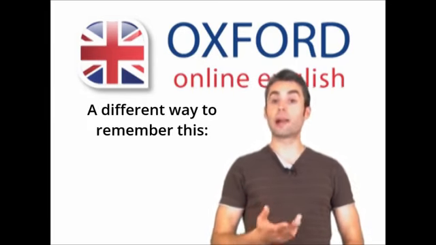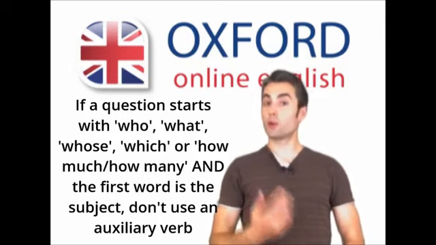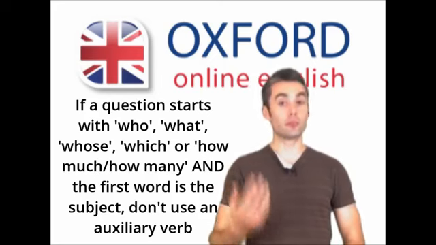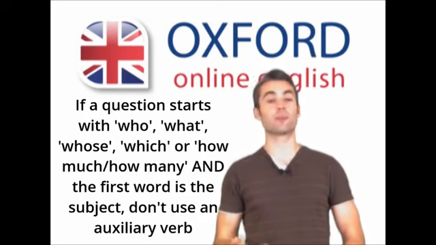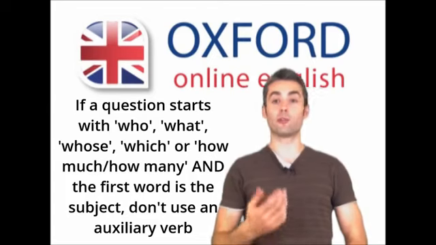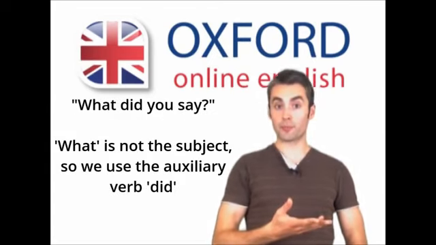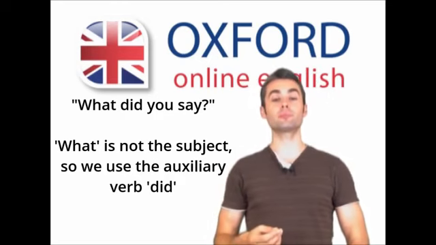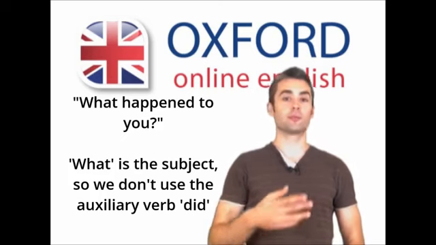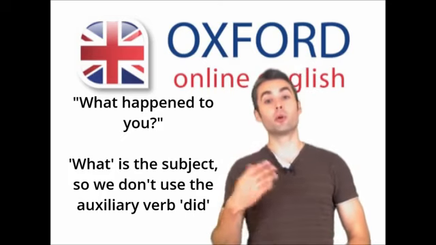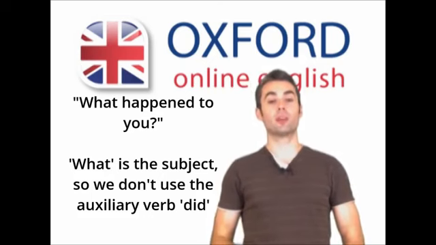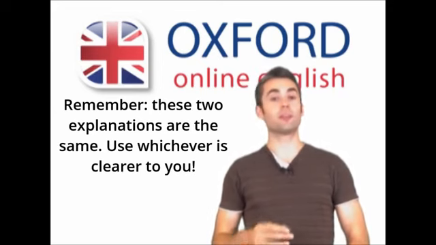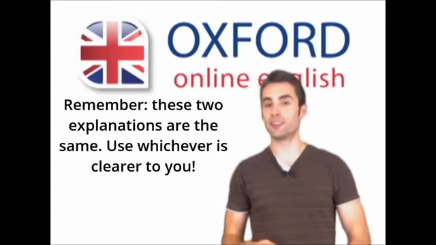Here's another explanation to help you understand this better. If a question starts with who, what, whose, which, or how much, how many, and the first word of the question is also the subject, then don't use an auxiliary verb. For example, what did you say? What is not the subject, so we use the auxiliary did. What happened to you? Well, what is the subject here of the question, so we don't use the auxiliary did. Remember that these two explanations are just two ways of looking at the same thing. So use the explanation which makes sense to you and forget about the other one.